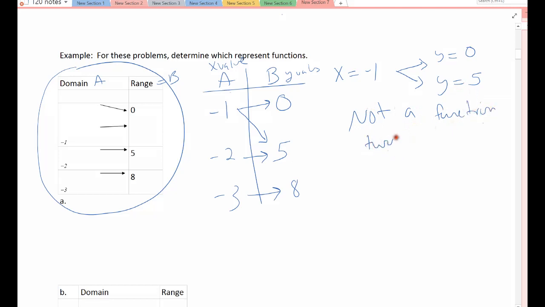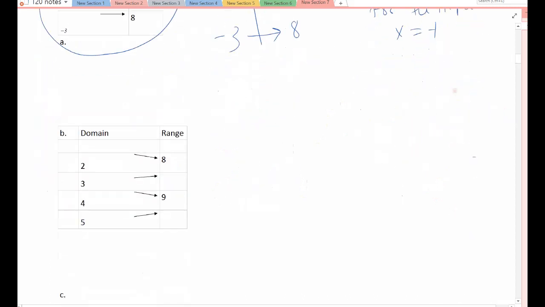I get 2 y values for the input x equals -1. And that's the only one. The other ones are fine. At -2, there's only one output, 5, and at -3, there's only one output, 8. But as soon as I fail once, I fail the whole thing. It's a relationship, it's just not a function, right? Not a function. Right, next example, again, same thing.